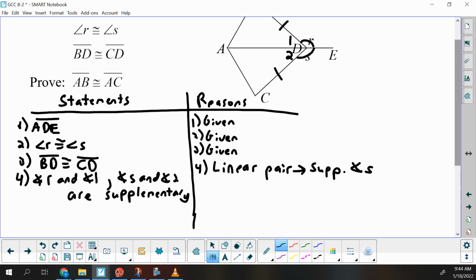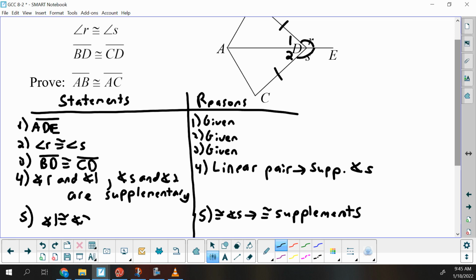So after that step, we should always do our reason. Congruent angles implies congruent supplements. We already had R and S congruent, so our statement, the ones we still need congruent, would be angle 1 congruent to angle 2. We set it in our proof, so let's make sure we mark it in our picture.